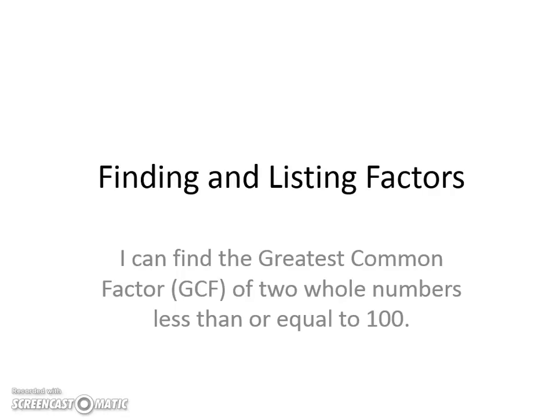Hi guys, today we're going to talk about finding and listing factors, and the I can statement we're going to continue to work on is: I can find the greatest common factor of two whole numbers less than or equal to 100. And again, we're really going to focus on that word factor.